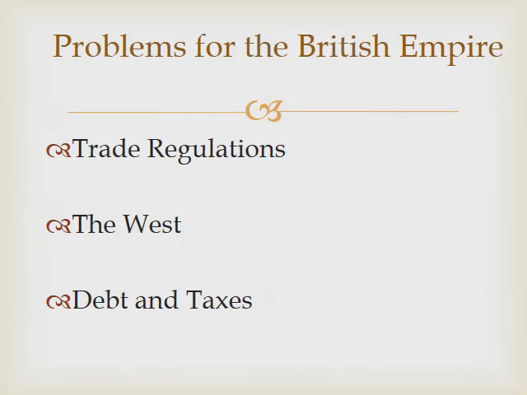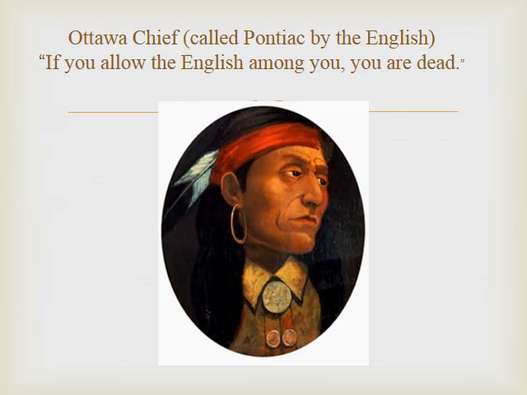Also, the Indians that had sided with the French in the war lost a lot of land in the Treaty of Paris, and so there was a lot of hostility and lack of understanding. So as the colonials moved westward and encroached on the natives' lands, there was an Ottawa chief who said that if you allow the English among you, you are dead. So he organized and launched a pan-tribal assault against the Anglos, and this is called Pontiac's Rebellion or Pontiac's War, which began in 1763.